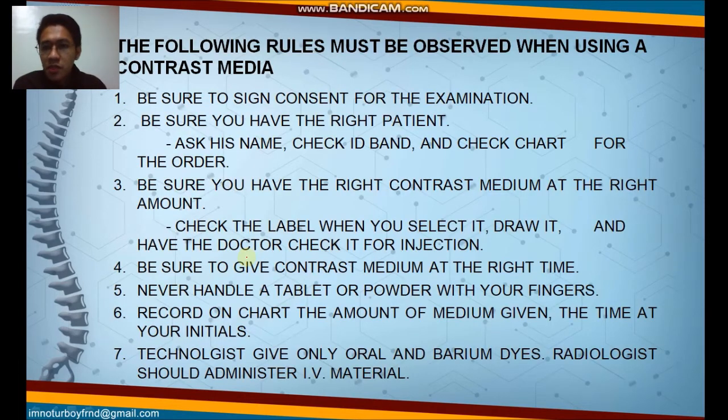The following rules must be observed when using a contrast media. Okay, so number 1, be sure to sign the consent for the examination, or make sure that the patient has already signed the consent form before the examination. And of course, it's not just making sure that the patient already signed the consent form, but also you have to make sure that the patient understood the consent form and understood the process of the examination. Diba? Again, in your patient care and ethics, this was taught to you nga you really have to explain to the patient the examination.